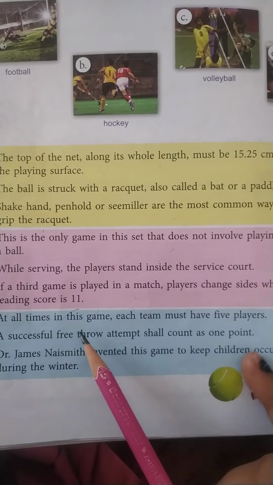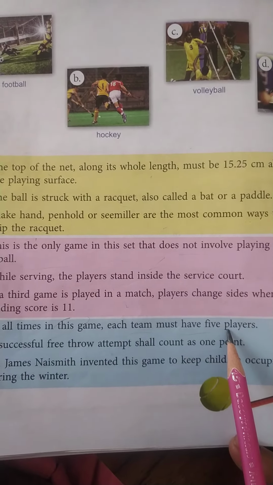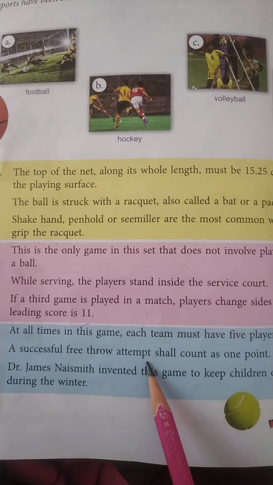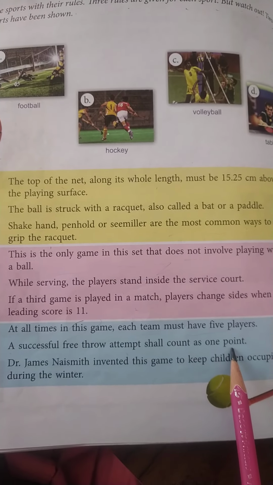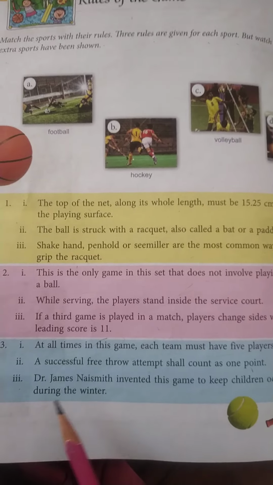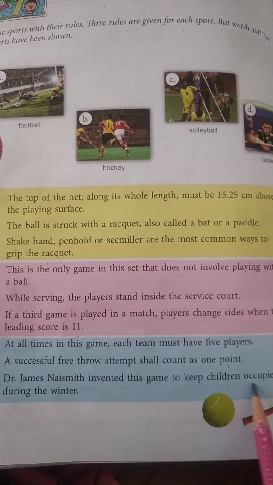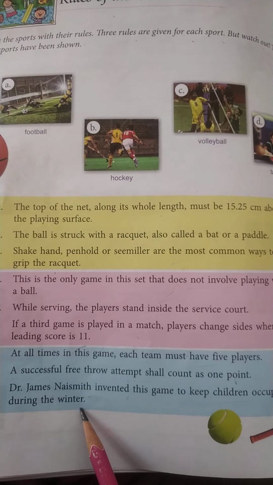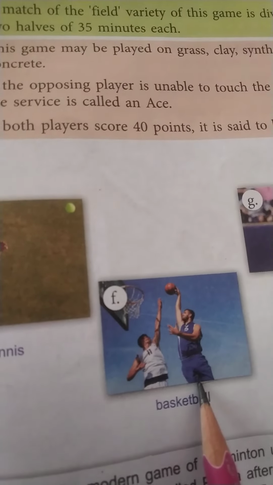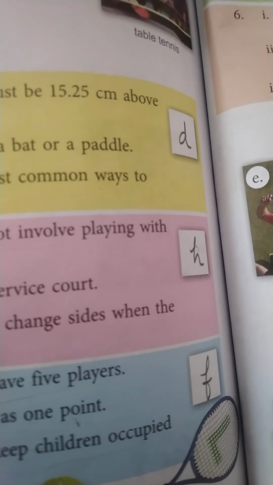Third, at all times in this game, each team must have 5 players. A successful 3-point attempt shall count as 1 point. And Dr. James Naismith invented this game to keep children occupied during the winter. So that is what? Basketball. So here we'll write I.